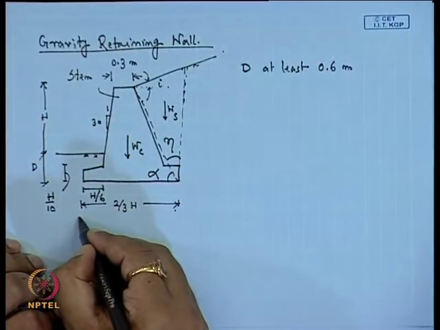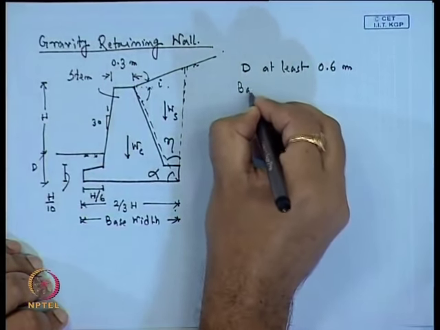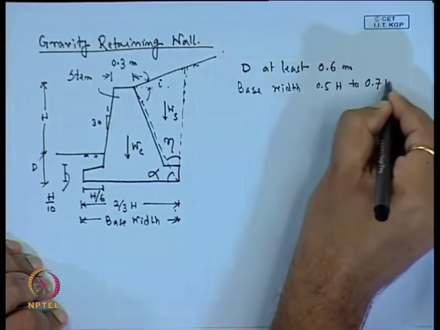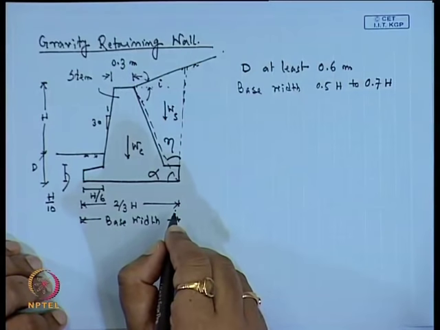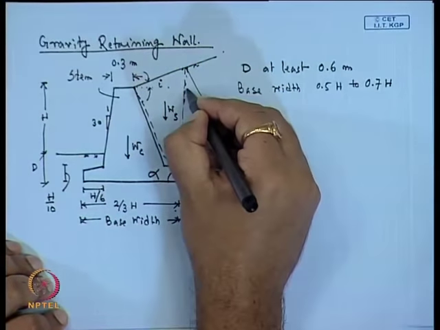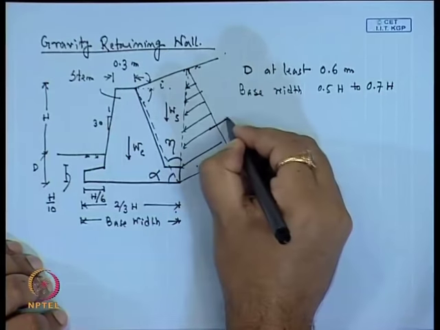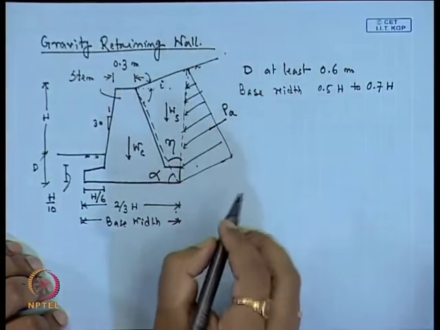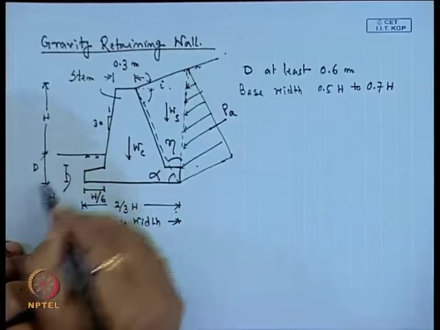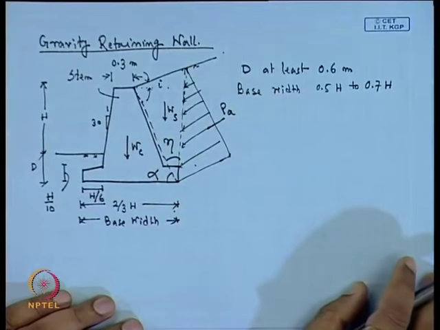Now, as for the base width of the retaining wall, we can consider 0.5H to 0.7H, in between 0.5H to 0.7H. Now, this earth pressure will act. So, now this earth pressure diagram, if I consider this earth pressure, this will act as P A for this soil, and here the passive earth pressure also acts. So, this is the active earth pressure. If we neglect this passive earth pressure, this earth pressure can be calculated either by the Rankine formula or Coulomb's theory.